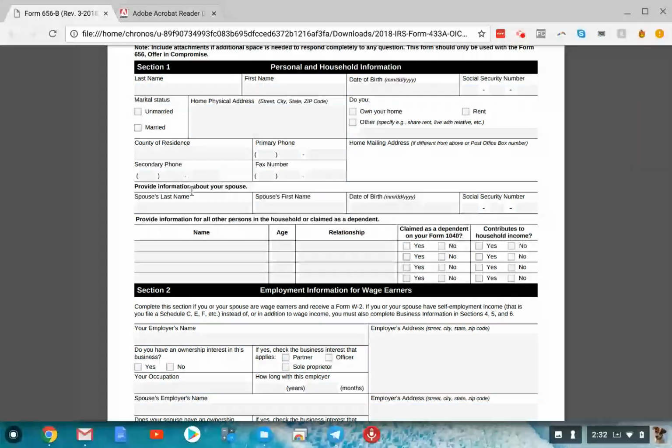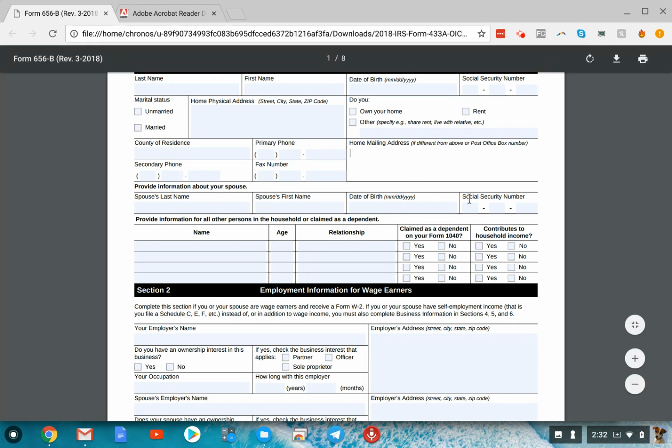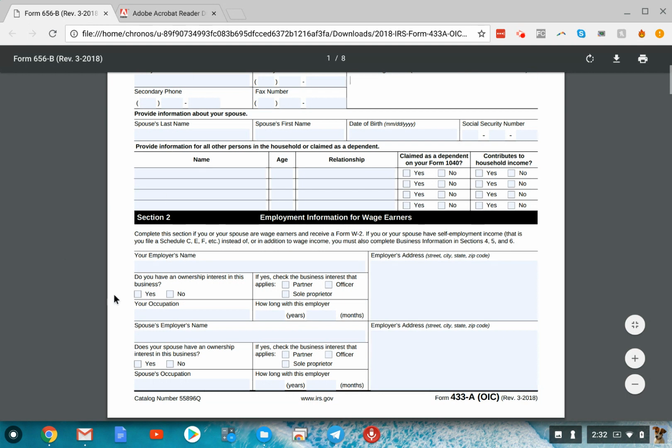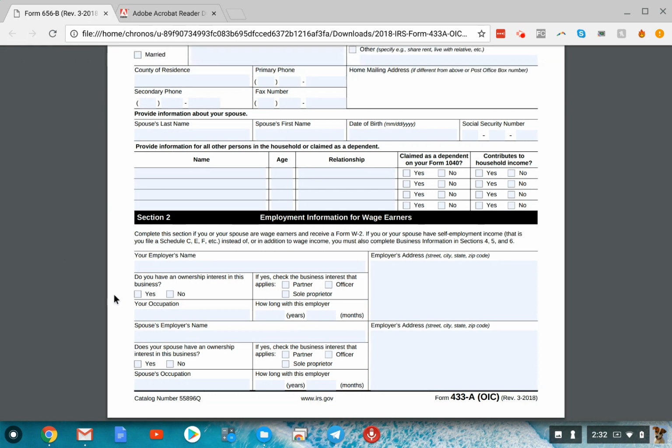County, if you're receiving mail somewhere else than your regular address, you're going to put that there. Your spouse's information. So if you're married, even if they're not part of the debt and it's separate, they still want their information because they're trying to figure out the total household income. And also sometimes there's community property issues and things like that.